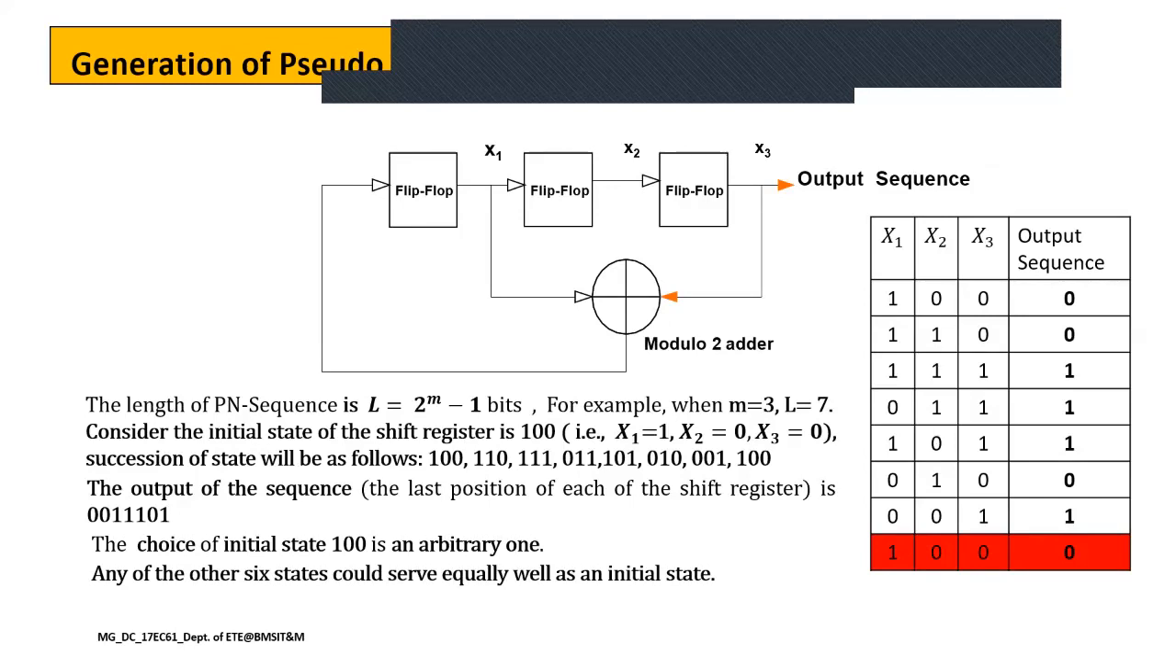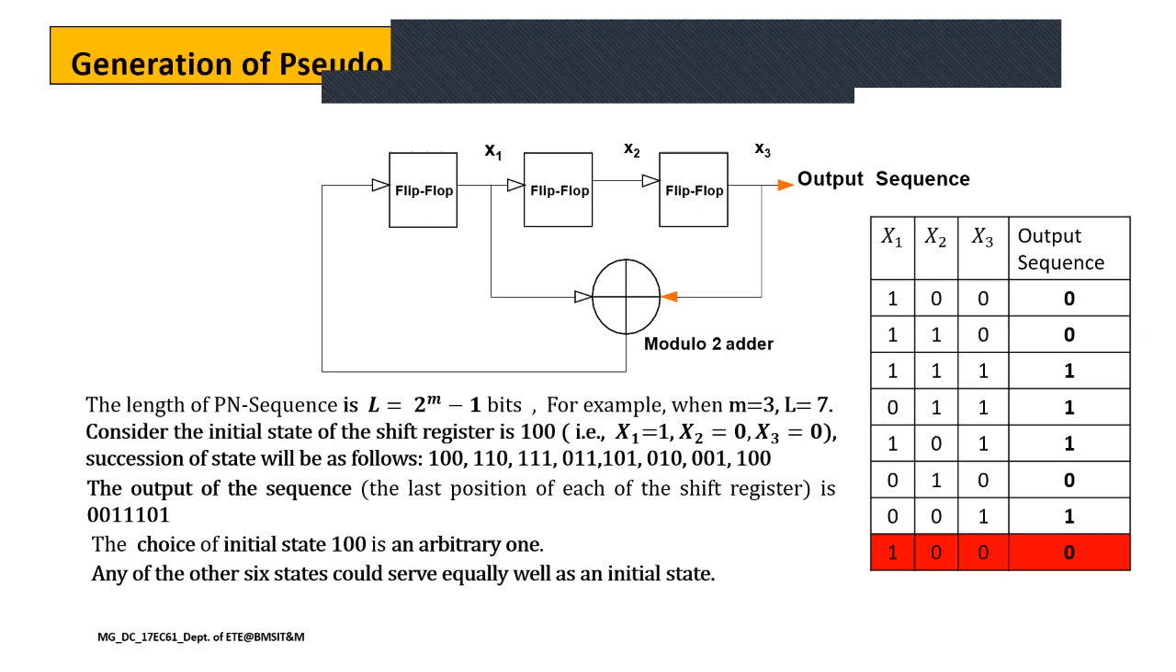I said the relationship between the number of flip-flops used and the length of the pseudo noise sequence is this: L is equal to 2 power M minus 1 bits. In this case, I have used M as 3. So 2 power 3 minus 1 is 7. So this pseudo noise sequence has a length of 7.